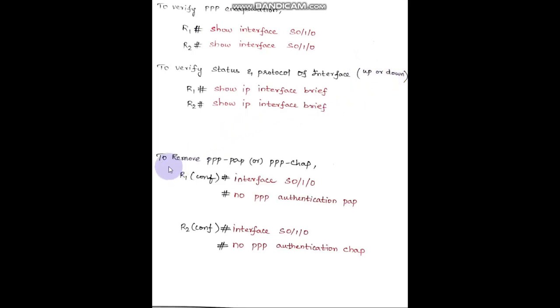Okay. Then to remove PAP and CHAP, you have to use this command. First you have to go to that particular interface, then you need to give no ppp authentication pap. Then this PAP will be removed. Similarly for CHAP also you can use this same command. So we'll see this activity in Packet Tracer, how we are going to implement it.